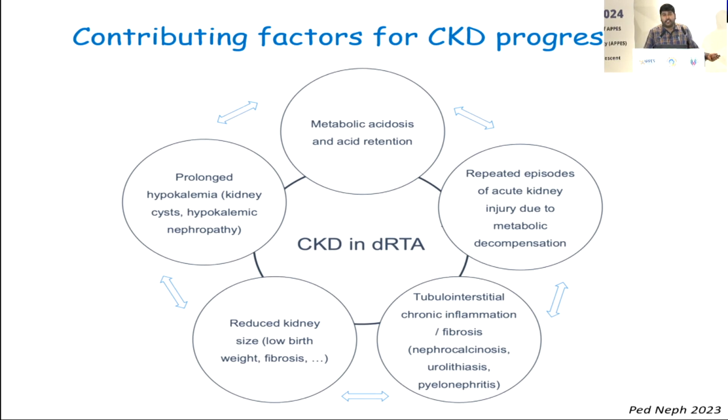As these patients are polyuric, there is a risk of developing repeated episodes of hypovolemia and acute kidney injury. And nephrocalcinosis can cause chronic tubulointerstitial inflammation, and they also have prolonged hypokalemia, which can result in a condition called hypokalemic nephropathy and result in chronic kidney disease.